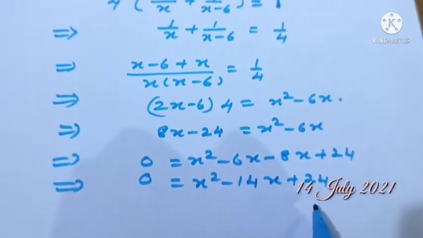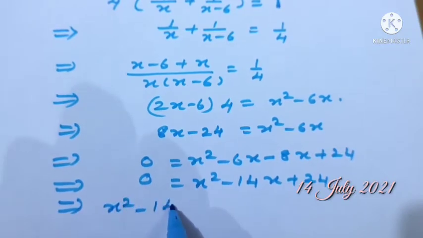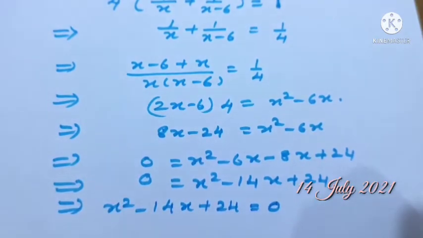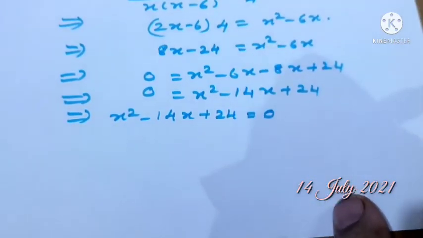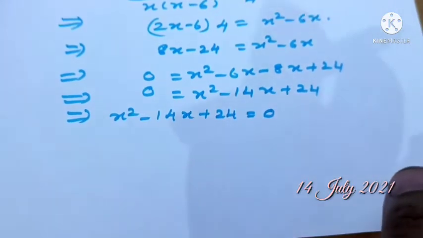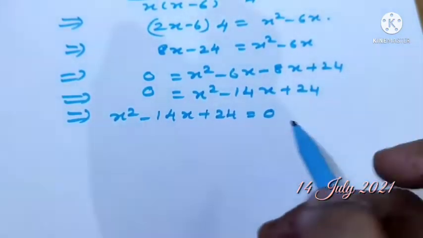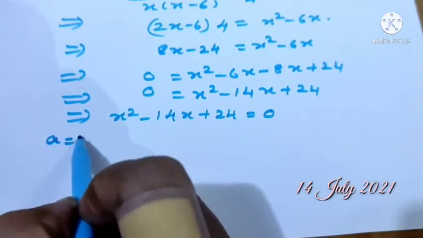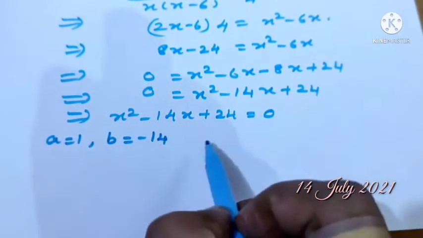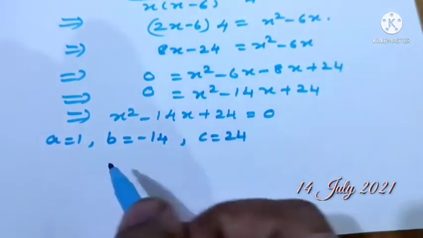Easily we can do this by factorization of 24, but I will change this as x square minus 14x plus 24 equal to 0. Now we can go for the factorization method, but I prefer to do quadratic formula today because last whole class we have done by factorization only. Some of the questions we need to do by quadratic formula for practice. So a equal to 1, b equal to minus 14 and c equal to 24.